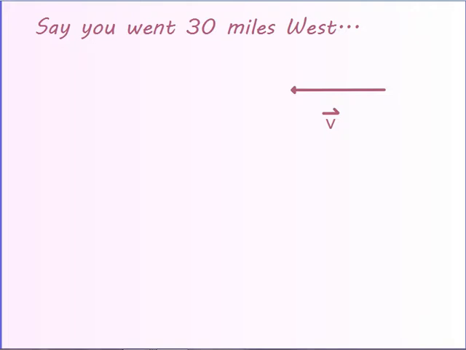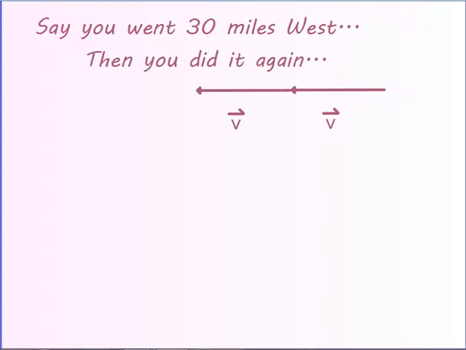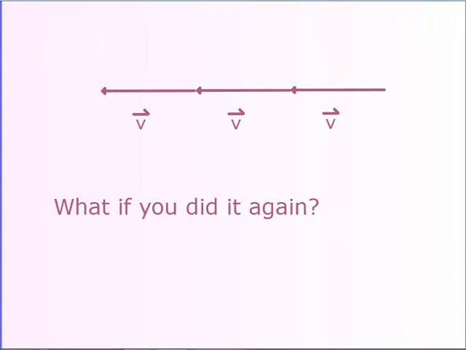Let's say you went 30 miles west. On a map, west goes to the left, so that's why this vector is pointing left. And then I did it again. We would call that 2v. I have double the vector that I had before. And what if I did it one more time? Yep, that would be 3v. Make sure to use your vector symbol when you're talking about your vector.